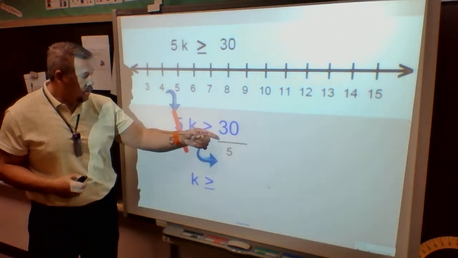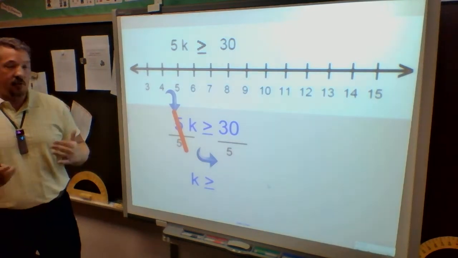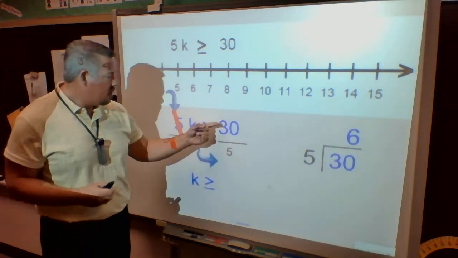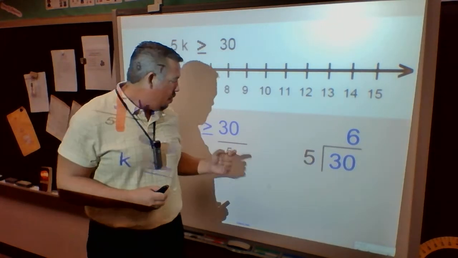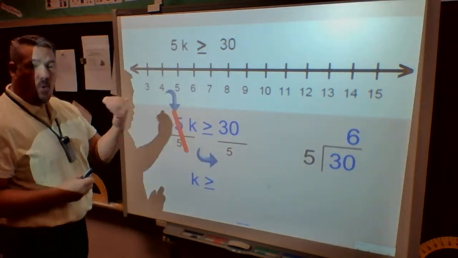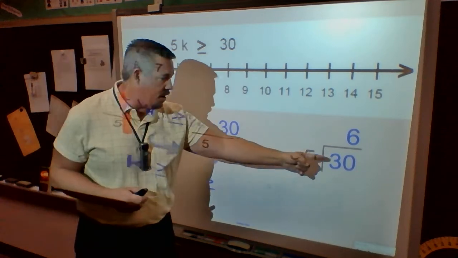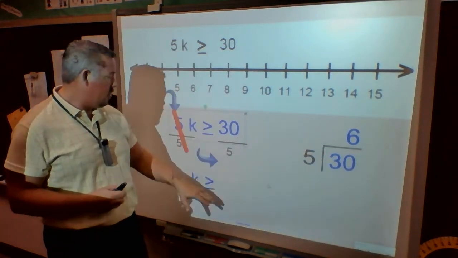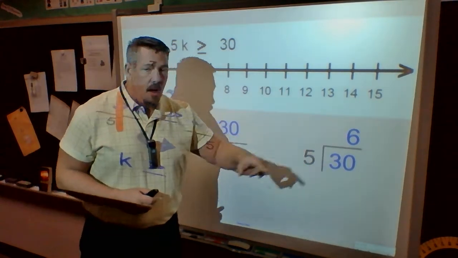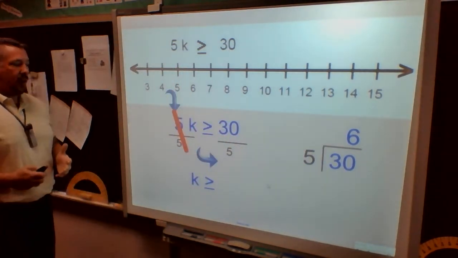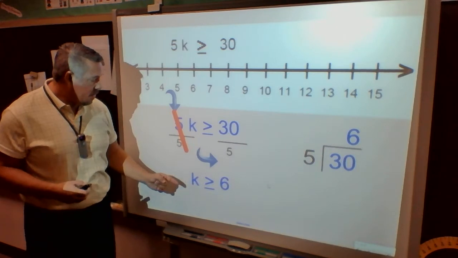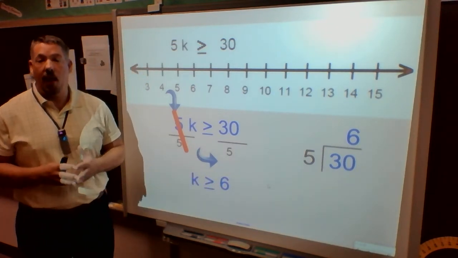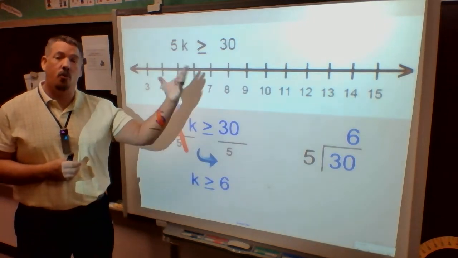That's going to give me 30 divided by 5. That's basic third grade math. Division. 30 divided by 5. Top number goes inside the box. Bottom number is my divisor on the outside. So dividend, numerator, divisor, denominator. When I divide 30 by 5, I get 6. So I know that k is greater than or equal to 6. That is my answer to my inequality, but now I have to graph it.